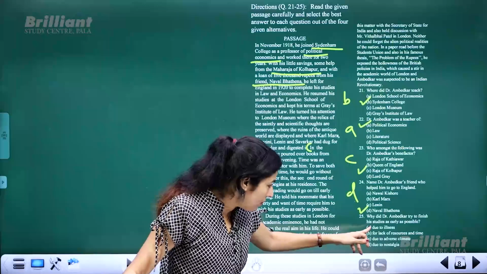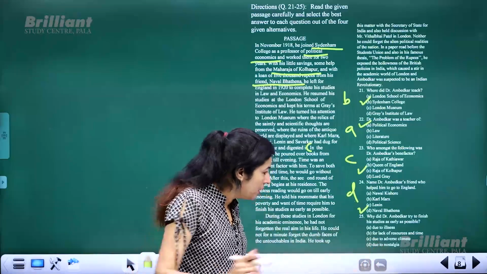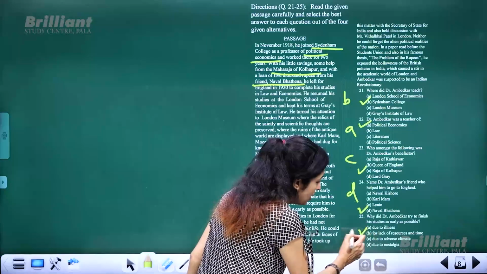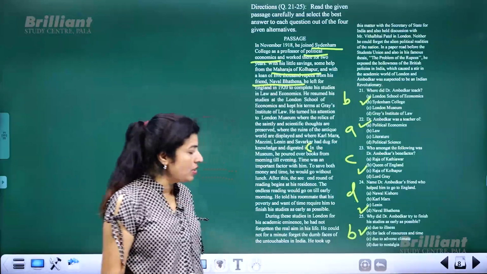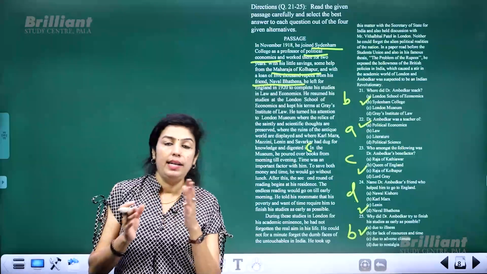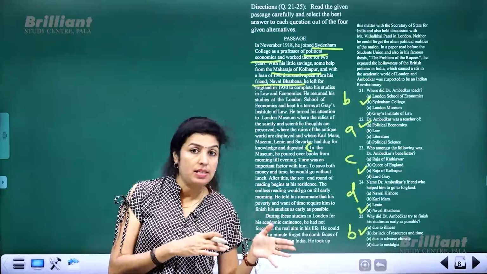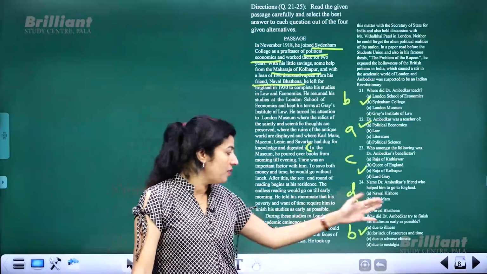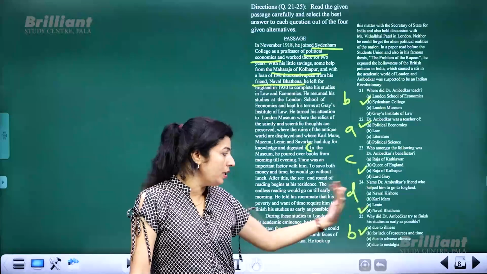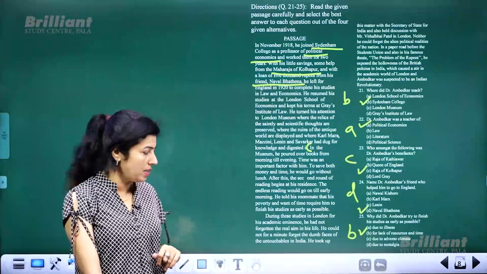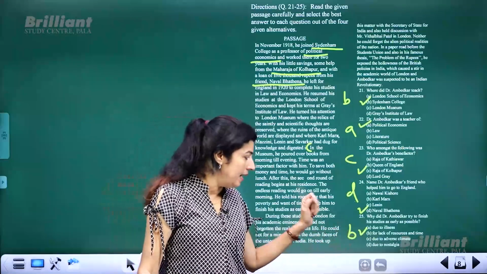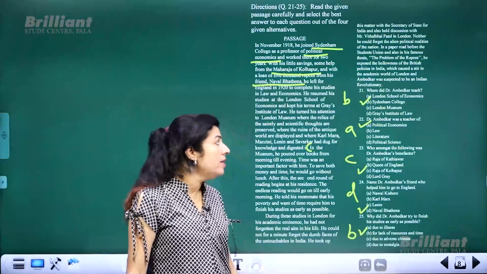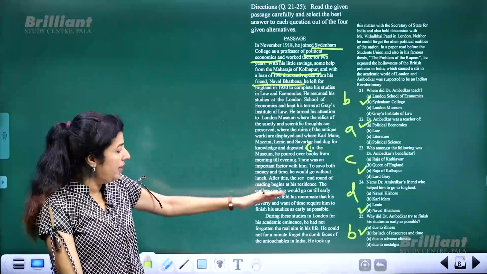So, not due to illness, but because of lack of resources. Option number B, lack of resources and time. That means he did not have resources, here meaning money. He didn't have enough money, he didn't have enough time, and that is why he wanted to complete the studies as early as possible. So it's option number B, lack of resources and time. See, B, A, C, D, B.